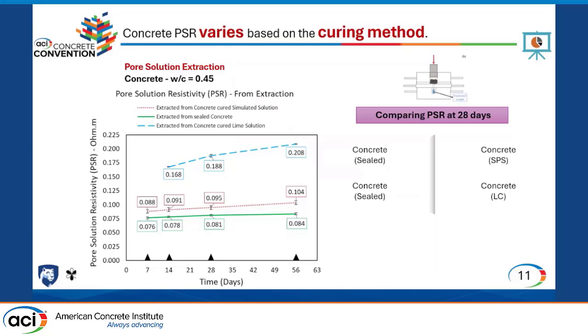And this jump is due to the ionic exchange that happens and the leaching with the solution, which will eventually affect the pore solution inside the concrete. So if I compare the measurements of resistivity at 28 days for the different curing methodologies, I can see that for the samples cured in simulated solution, the increase was only 17%. But for the samples in lime water, it increased to 200%. The resistivity measurement nearly doubled.